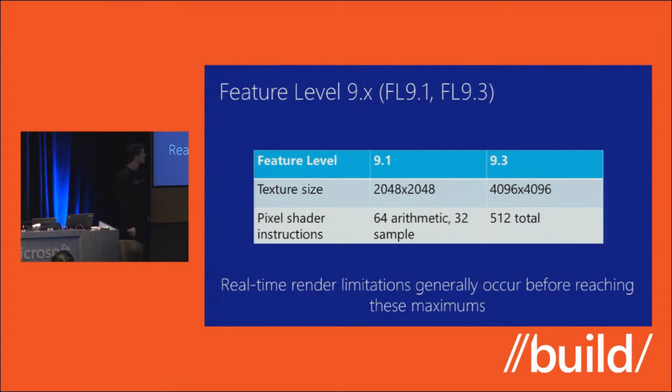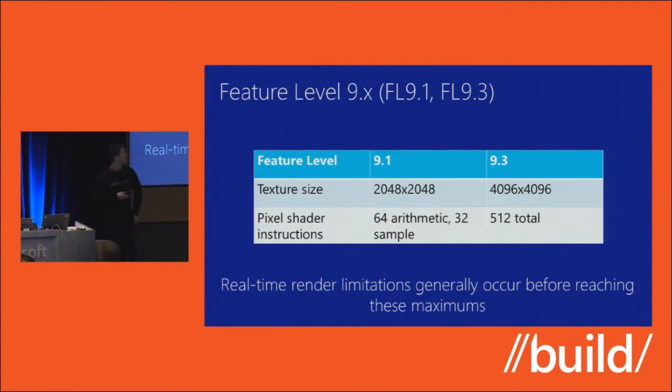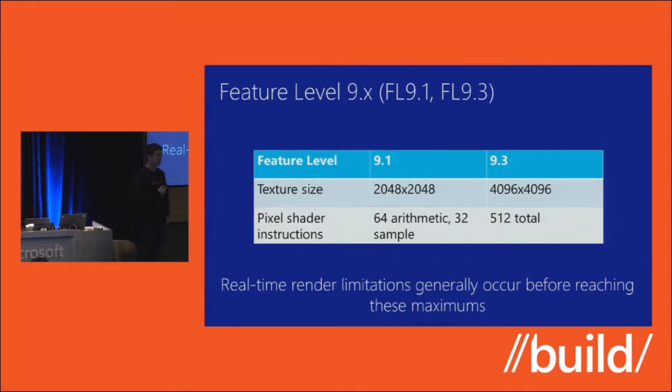So feature levels. If you look on MSDN, you can find the full description of what it means for each feature level. In terms of performance, there are really two aspects of feature level that are important to look for. One is the maximum texture size. It's limited to 2K by 2K on 9.1, 4K by 4K on 9.3. Second, pixel shader instructions. These are maximum amounts, 64 arithmetic, 32 sample on 9.1, and then 512 on 9.3.